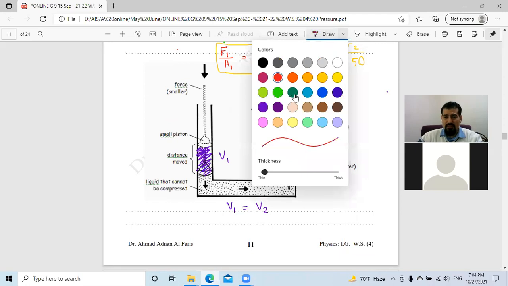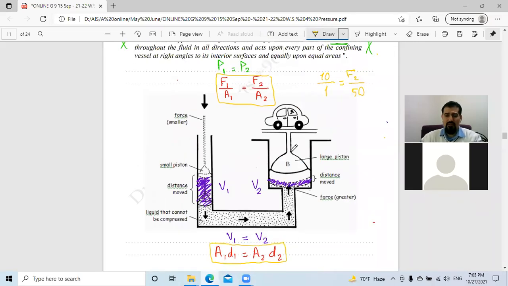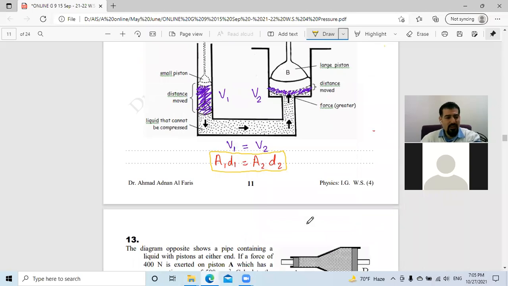Because we are talking about a cylinder's volume, the formula for any volume inside a cylinder is area multiplied by distance, or height. So since the area is big, the distance moved is small, and vice versa. So we have these two formulas only: F1 over A1 equals F2 over A2, and area multiplied by height, or distance, for the first piston equals area multiplied by height for the second piston. Good? Let's move on to the questions.